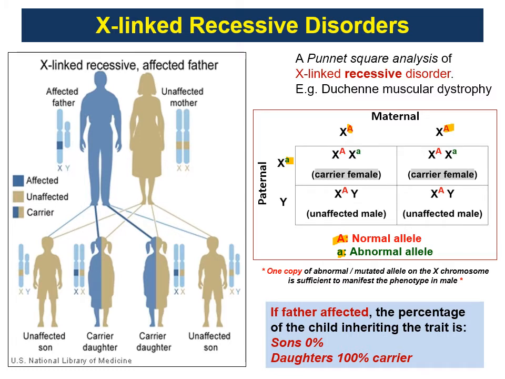When an affected father married to an unaffected mother, the father will pass the abnormal allele to his daughter, and mother will pass her normal allele to all her children. Therefore, the probability of their offspring to inherit the disorder is 0% for their son and 100% as carrier for their daughters.